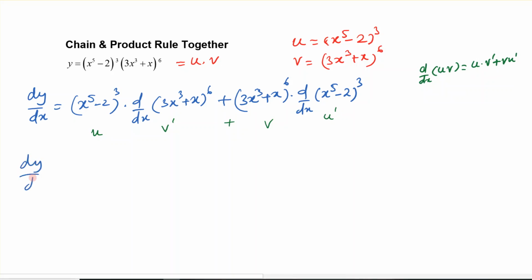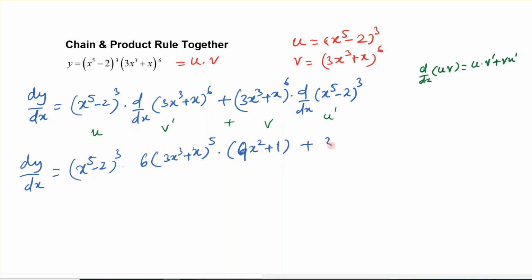So dy over dx, so u as it is, and derivative of v. So remember, this is of the form inside function, and then outside function is the power function. So first we apply the power rule. So bring the power down, something raised to power, reduce the power by 1, times the derivative of inside, so that would be 3 times 3, 9x squared plus 1.